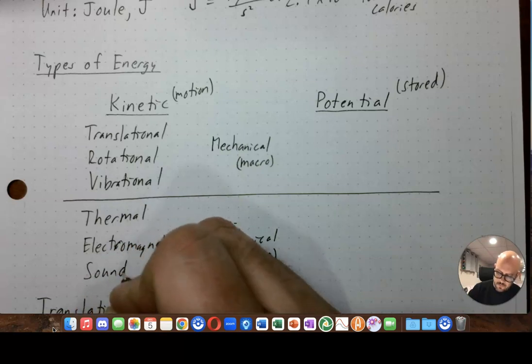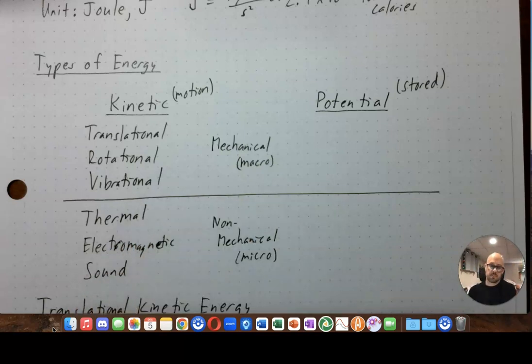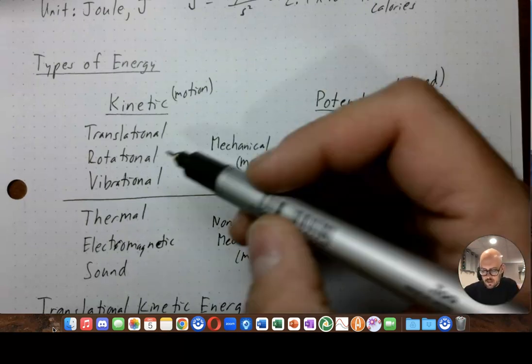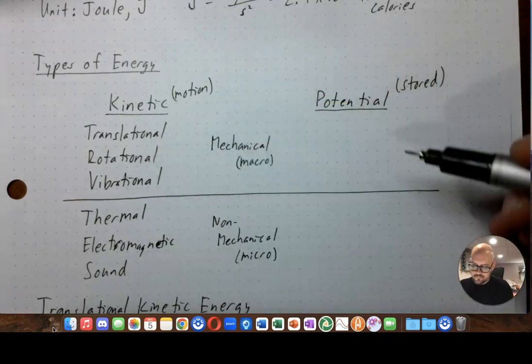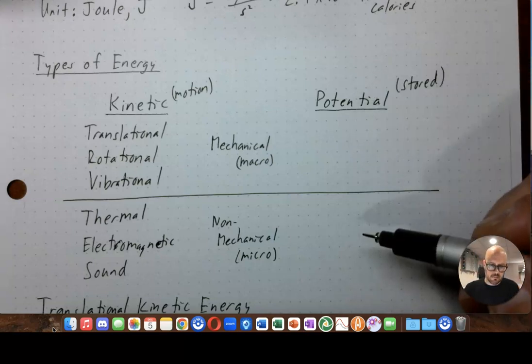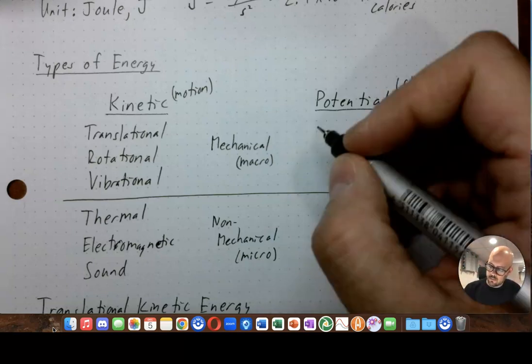Now, this is not all of the types of kinetic energy, but it's a pretty good representation. And sound is just the vibration of particles carrying energy throughout a substance. So everything here is based on motion. Potential energy is all based on somehow storing energy and releasing it later.